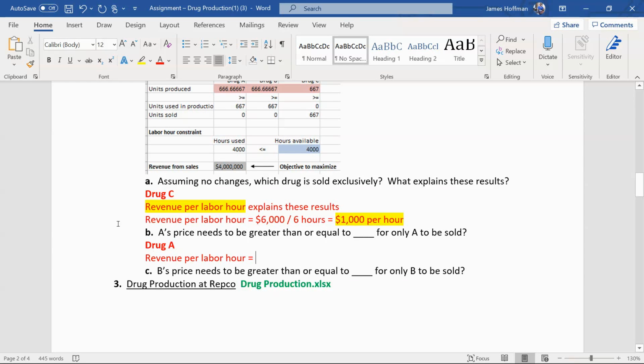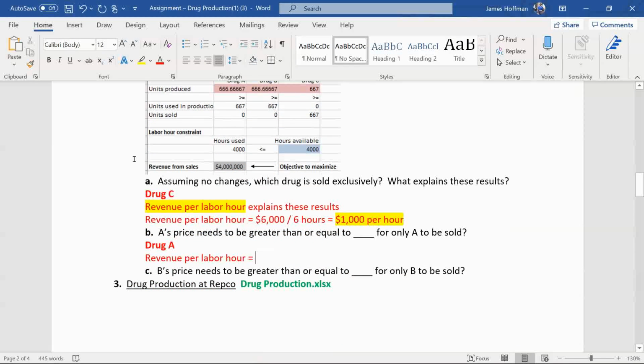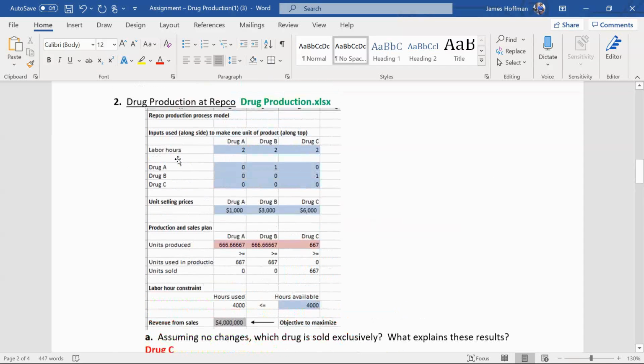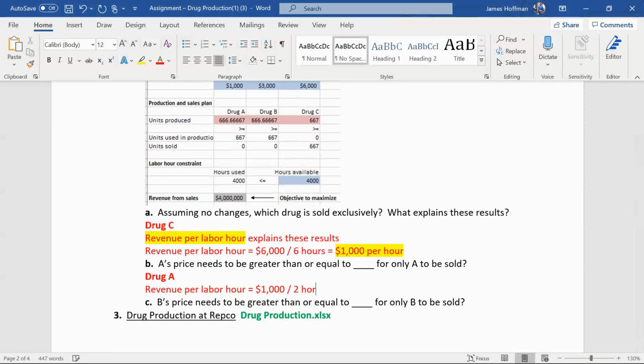Alright, so let's do it for drug A. Drug A's selling price is now 1,000, right? We already figured out that it takes 2 hours to make one drug A. And that, without any changes, is going to give us $500 per hour for drug A, which is clearly not as profitable as drug C.